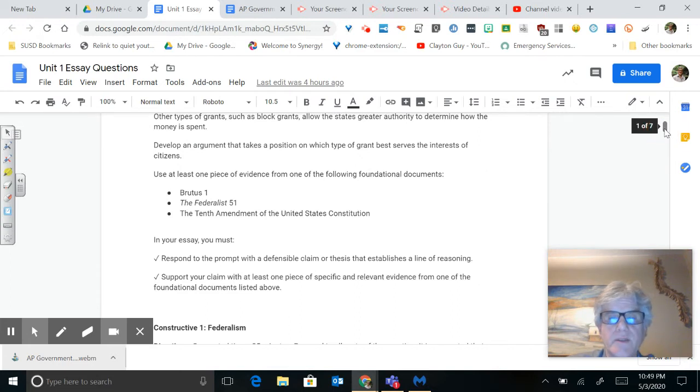And then you also need to basically refute the other side. State a reason why the other type of grant is not best to serve the citizen. So always make sure that you do that.